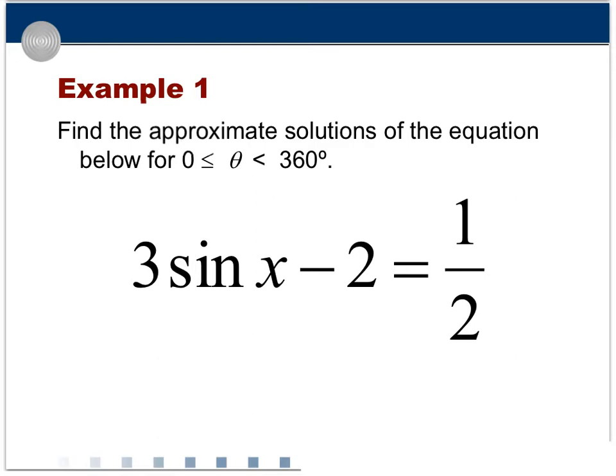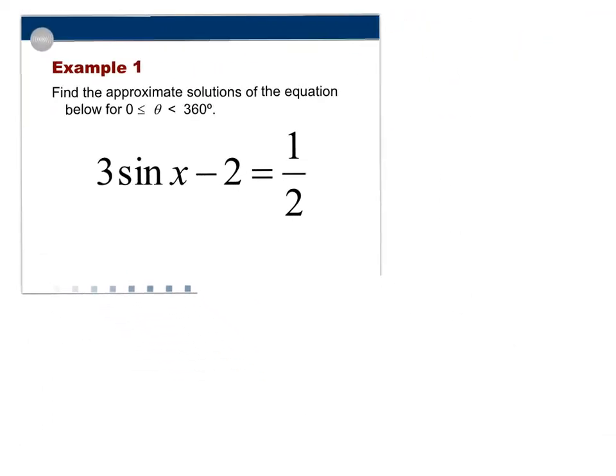Okay, so we're going to just go ahead and solve this algebraically. In the previous videos, I put in a variable and said, hey, it's just like solving an algebraic equation. So I'm just going to add 2 to both sides. And I get 3 sine of x is equal to 1/2 plus 2, so that's the same as 5/2 because 2 is the same as 4 over 2.